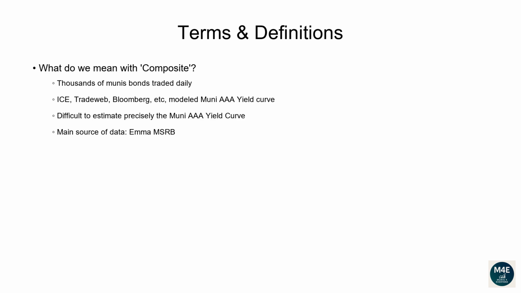Terms and definitions. What do we mean with composite? Every day, thousands of Muni bonds are traded, as you can freely see on the EMMA website. Different data providers like ICE, TradeWeb, Bloomberg, to name a few, provide their model-implied Muni AAA yield curve. Given that it's very difficult to tell which curve is more accurate on any given date, we compute for every tenor the average of the yield curves available to us, plus some extra adjustments. Currently, we manually capture yield curves and bond yields available from the EMMA MSRB portal.